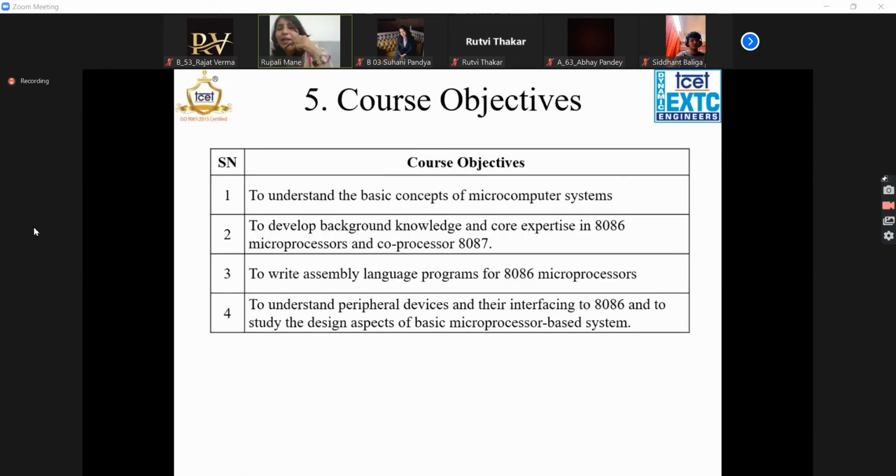Okay, now what are the objectives of this course? Okay, the first objective is to understand the basic concept of microcomputer system. Okay, so first of all, you need to understand what is microcomputer. So this subject will give you understanding that what is microcomputer and what are the basic blocks of microcomputer. Then to develop subject background, so develop background knowledge and core expertise in 8086 microprocessor and peripherals. Please remove this coprocessor 8087. Okay, we are not going to see coprocessor 8087.